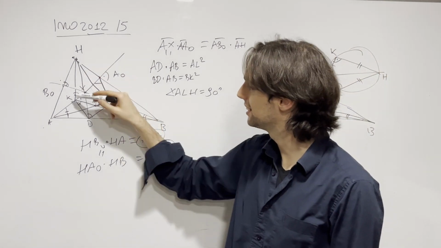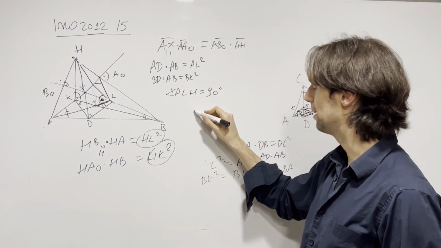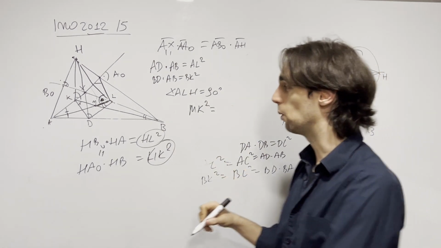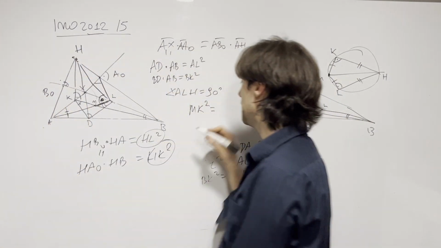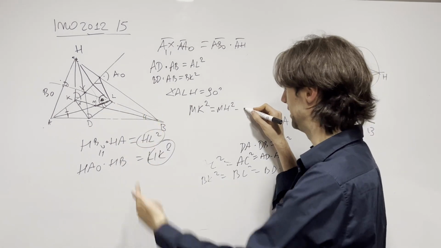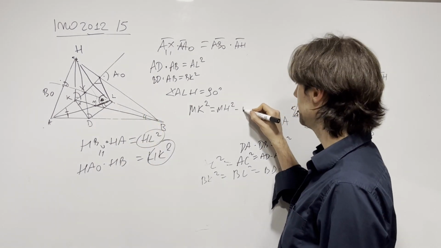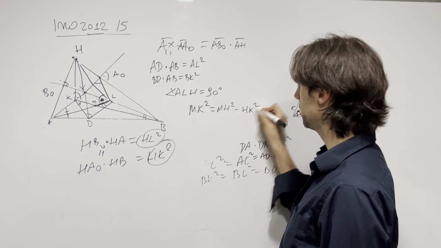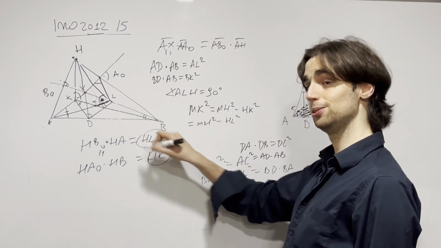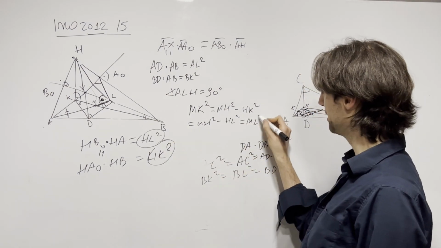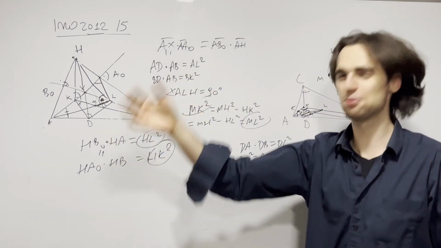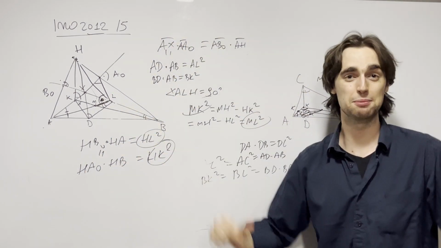And because these are both 90, we have that MK squared is going to equal what? It's going to be equal to MH squared minus HK squared, which is equal to MH squared minus HL squared, because these two things are equal, and this is ML squared. Boom, boom, MK is ML, and we are done. Beautiful solution, beautiful problem. I love it.